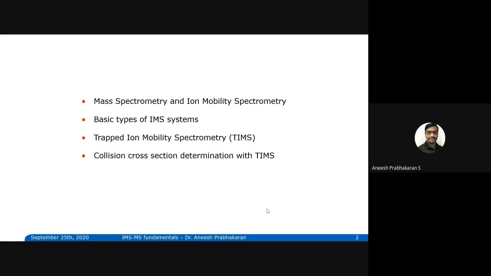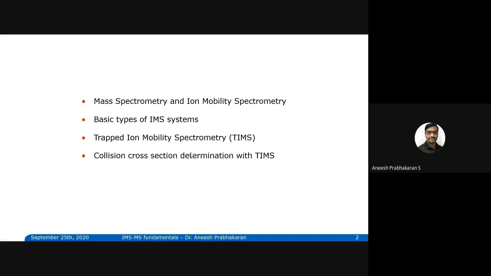In today's talk, you will learn what mass spectrometry is and what ion mobility spectrometry is, the basic types of IMS systems, that's ion mobility spectrometers, and then I'll discuss the trapped ion mobility mass spectrometer. Finally, I will conclude by explaining how we can measure collisional cross-section with a TIMS device.